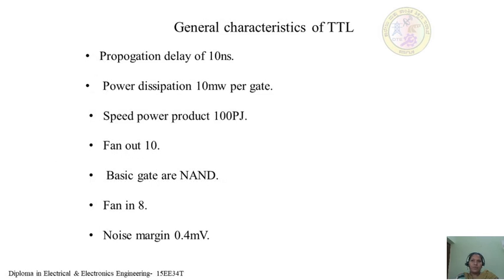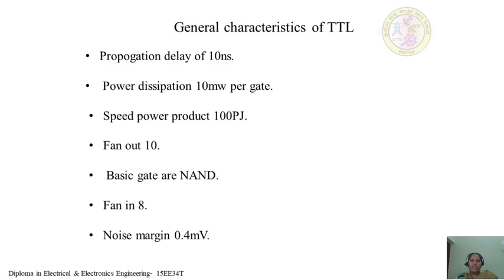There are different types of IC logic families, but our syllabus is restricted to only 3 types of logic families, that is TTL, ECL and CMOS. Hence, next I'll move on to the general characteristics of TTL. The first characteristic of TTL is that it has a propagation delay of 10 nanoseconds. Nano refers to 10 to the power of minus 9.